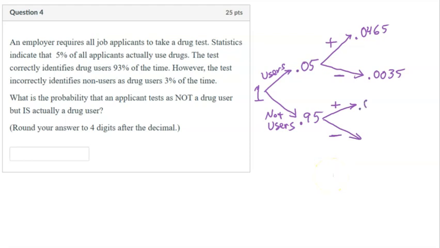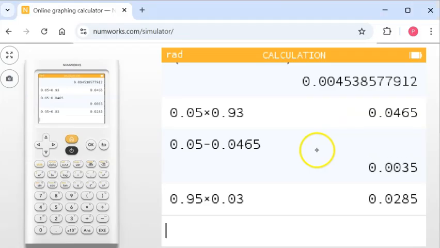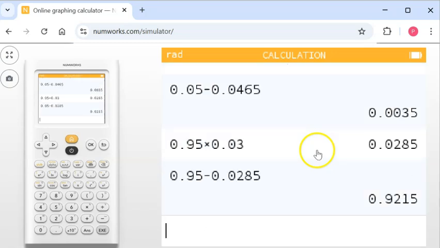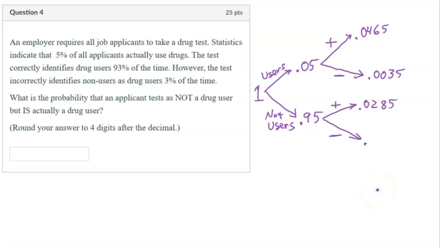So we're going to put 0.0285 here. Then we're going to do 0.95 minus 0.0285, and that gives us 0.9215. Okay? And then it says, what is the probability that an applicant tests as not a drug user?